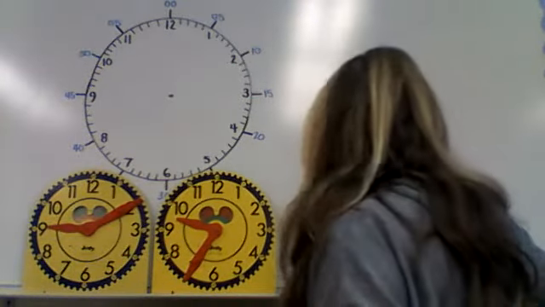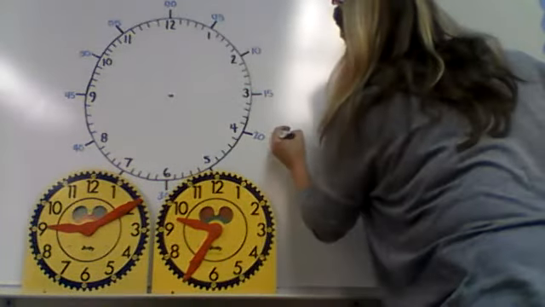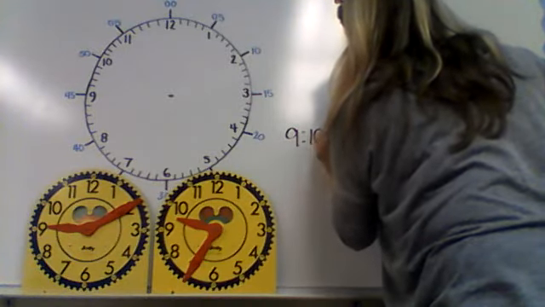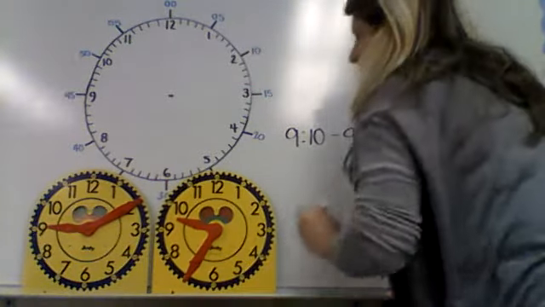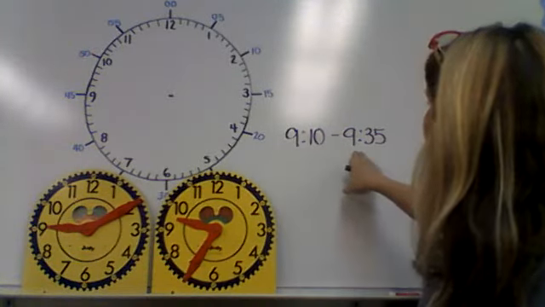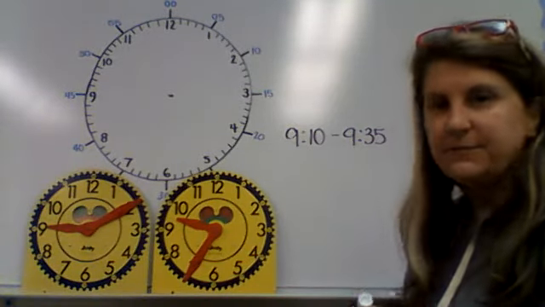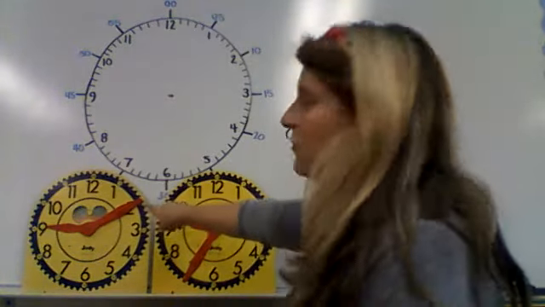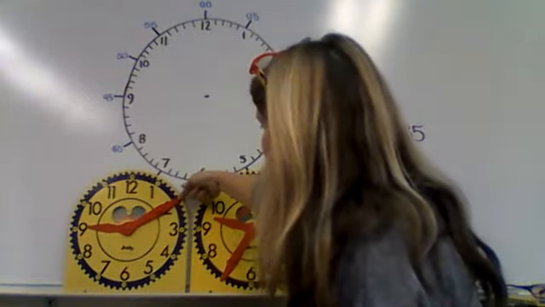The first thing we need to look at is those times. 9:10 to 9:35. Okay, did we go to a new hour or is it the same hour? 9, 9. The hour is the same. So we're only looking at how many minutes have passed. So this is what time it started, and the arrow is on the 2, or 10-minute mark here.